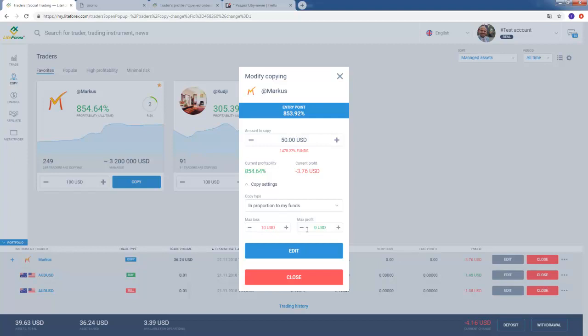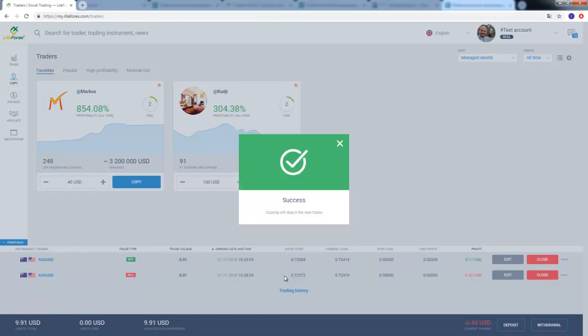To reduce a potential loss or fix the profit, you can set the amount of loss or profit upon reaching which your investing will be stopped. You can customize the parameters for copying as well as stop it at any moment you wish.